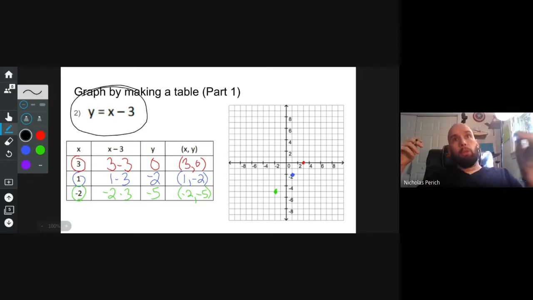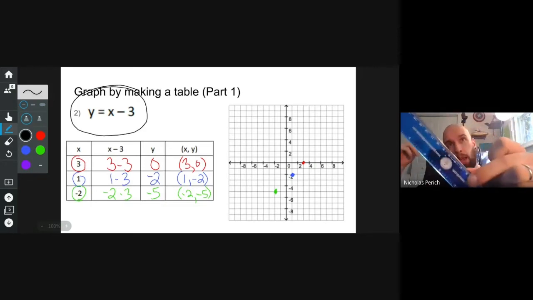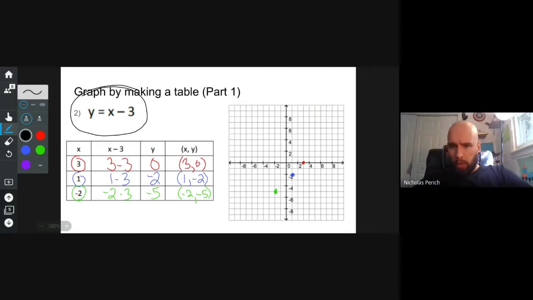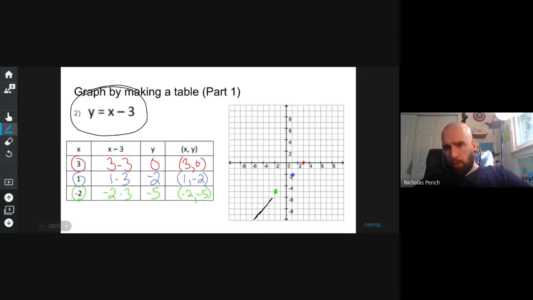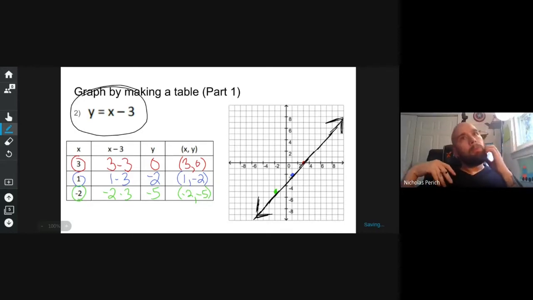I have 3 dots. If I had a ruler, which I do, and I could put my ruler over those 3 dots and draw a straight line, it would look a little something like that. There you have it. So easy. So fun.